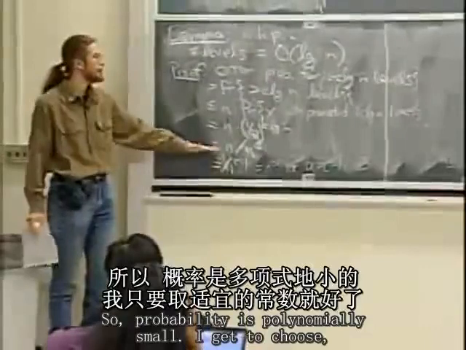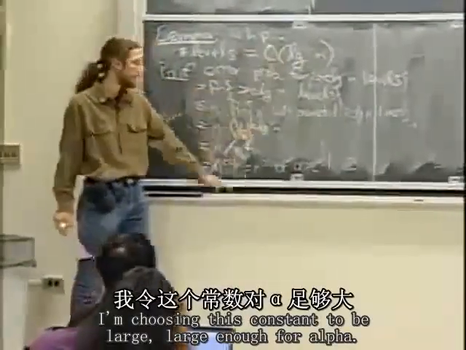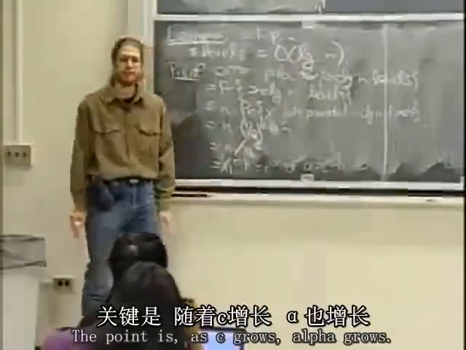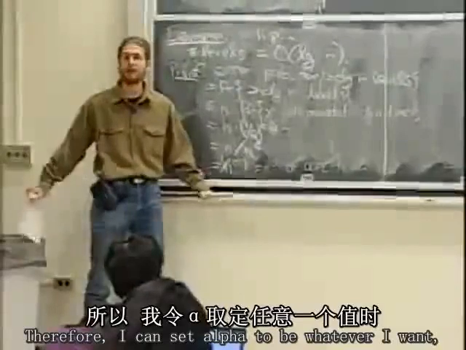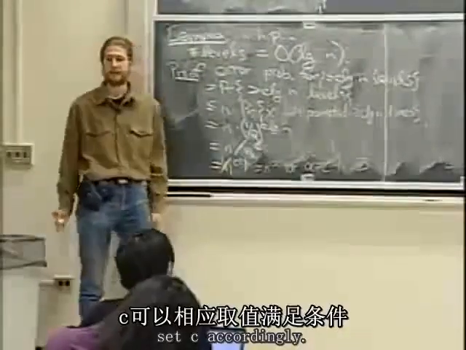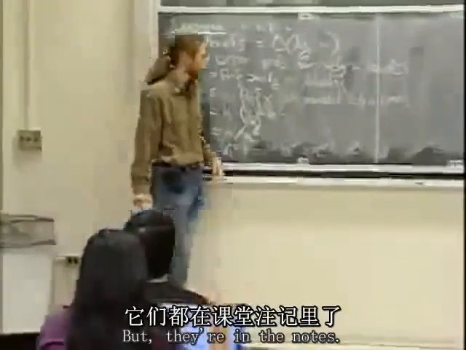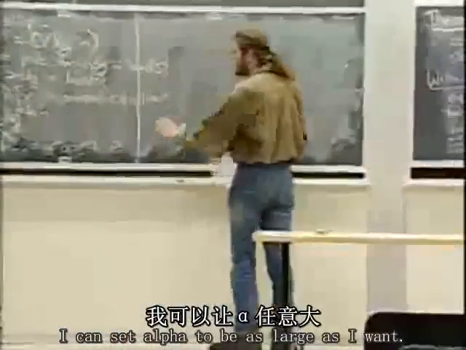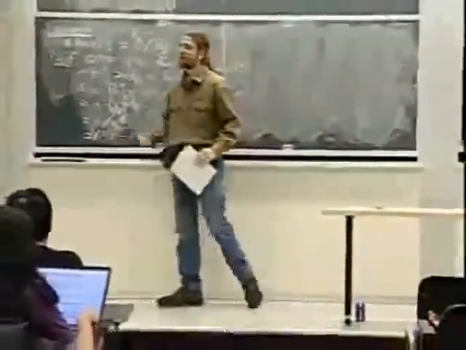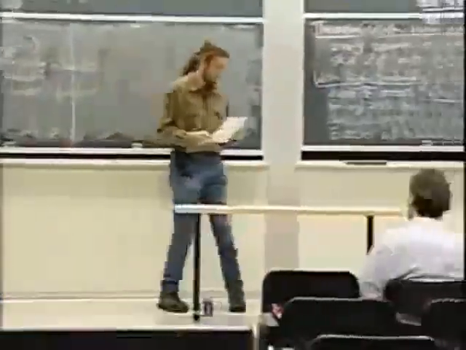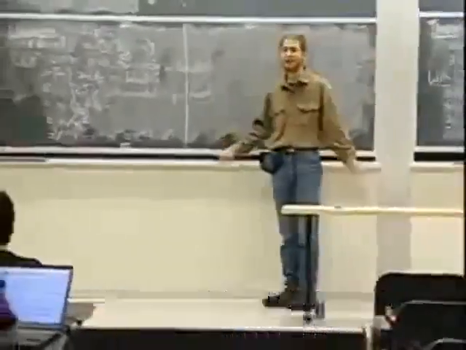I get to choose, and this is a bit of the trick. I'm choosing this constant to be large enough for alpha. So the point is, as c grows, alpha grows. Therefore, I can set alpha to be whatever I want, set c accordingly. So there's a little bit of more words that have to go here, but they're in the notes. I can set alpha to be as large as I want. So I can make this probability as small as I want in the polynomial sense. So that's it. Number of levels is order log n. Wasn't that easy? Boole's inequality.